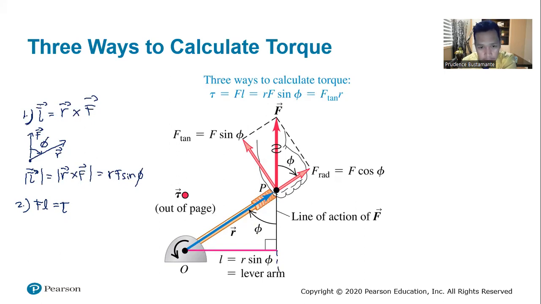If this is phi, and this is the magnitude of R, then sine of that angle phi, by SOHCAHTOA, is opposite over hypotenuse, which is L over R. So the lever arm is just equal to R sine of phi. Here the torque is just equal to F times R sine of phi.